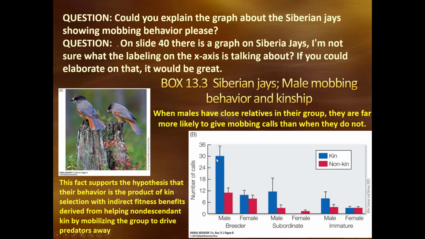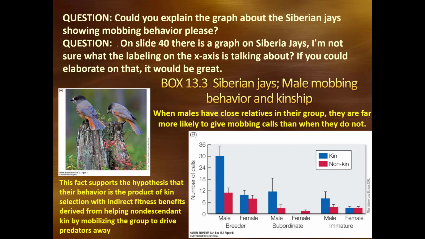So in essence, if there's a lot of kin present, then we actually see here this male is giving a lot more calls if there's an area where there's kin present versus not having kin present. And really, if you look across all of these and compare the blue and the red, you're typically seeing a very similar pattern, where if kin are present, there's a lot more calling going on than if they are not. We are also seeing that in this particular case, the males that are breeders are giving a lot more calls than, say, the females are.